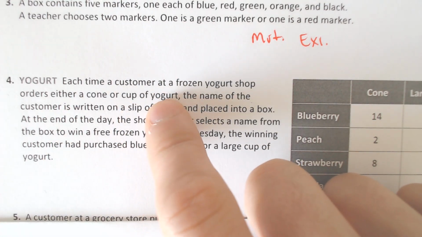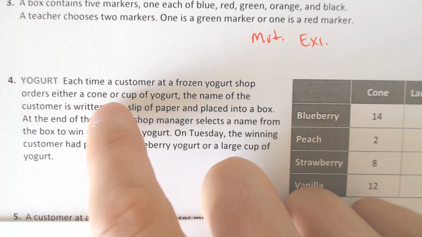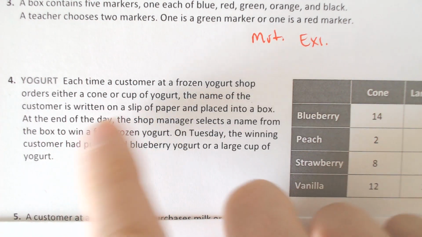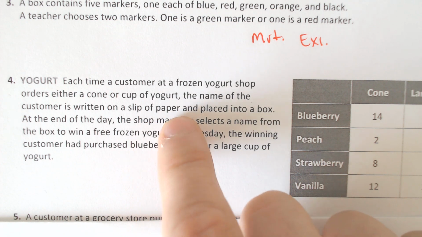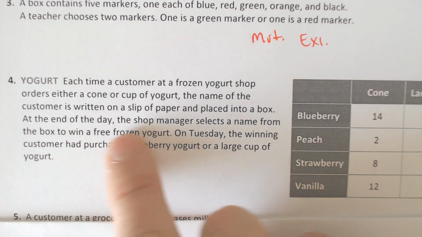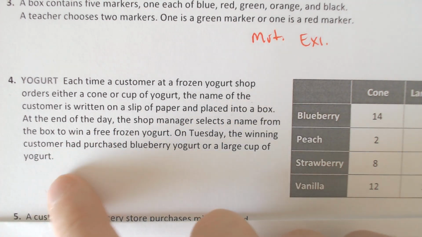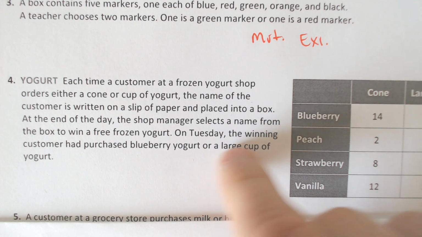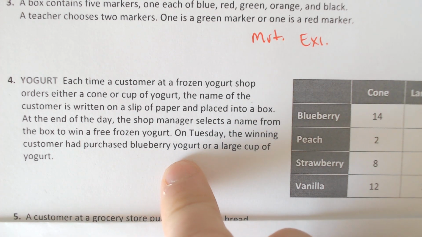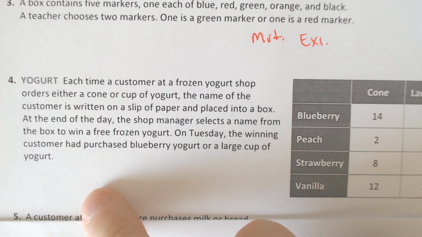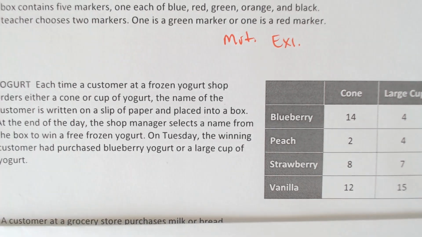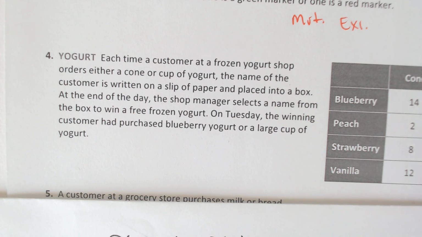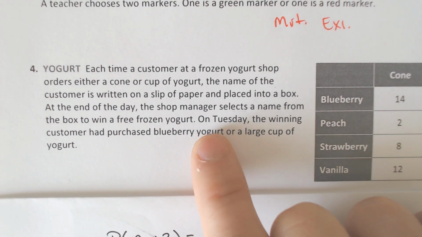Each time a customer at a frozen yogurt shop orders either a cup or a cup of yogurt, the name of the customer is written on a slip of paper and placed into a box. At the end of the day, the shop manager selects a name from the box to give a free frozen yogurt. That's kind of nice. How do they contact you, though? On Tuesday, the winning customer had purchased a blueberry yogurt or a large cup of yogurt. Okay, so it doesn't even ask us to figure out the probability, but I guess that's the idea.